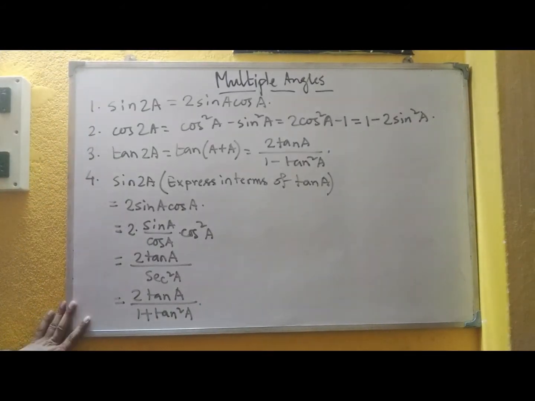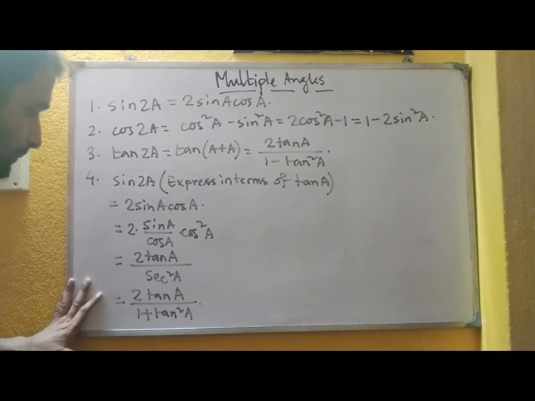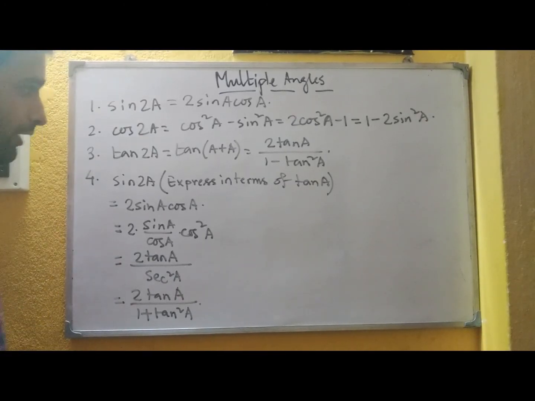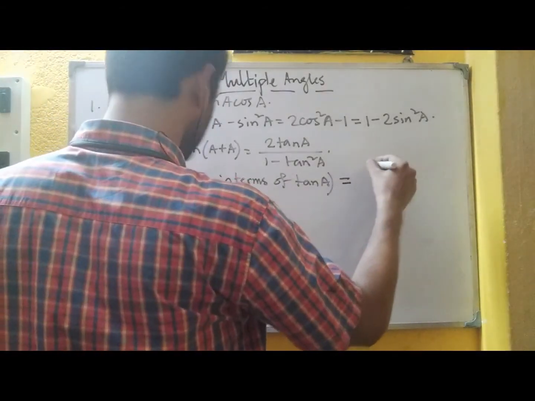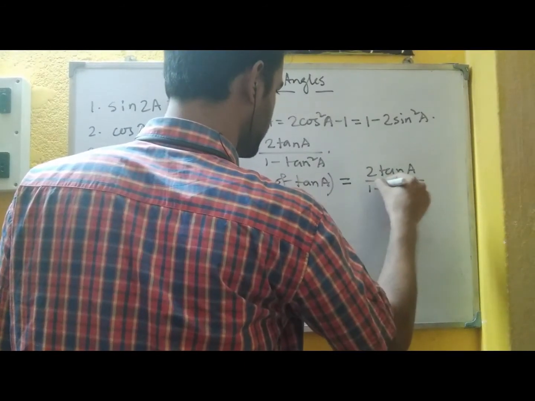So this is an important formula for sin 2A, because in a number of sums we will see that we have to express sin 2A in terms of tan A, or we have to express tan A in terms of sin 2A. Then this formula is very useful. Okay, so let me mention it here. The formula is 2 tan A by 1 plus tan square A.